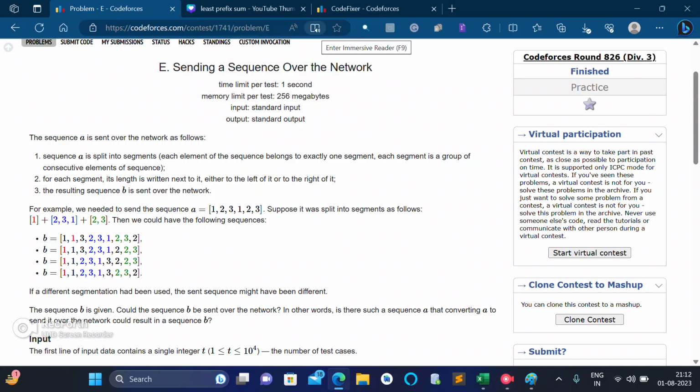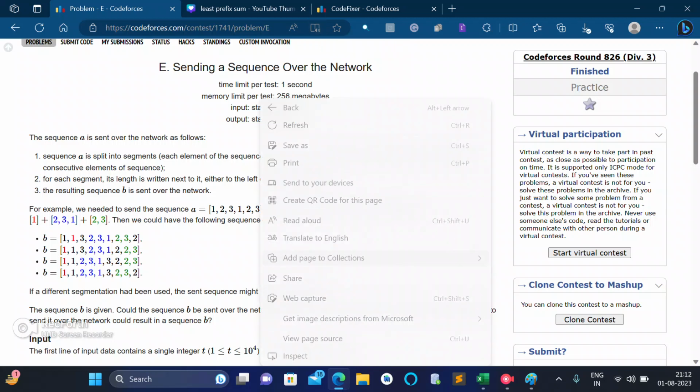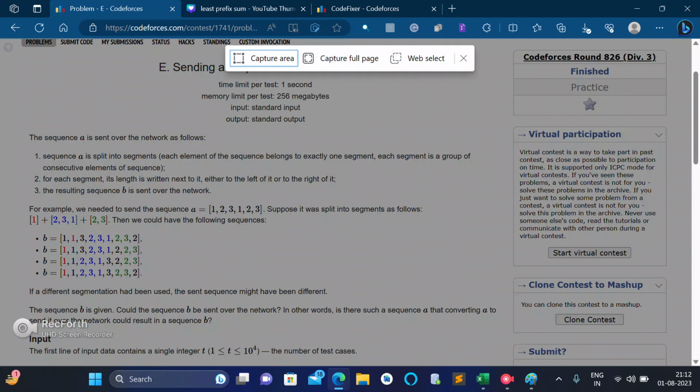Hello everyone, so today in this video we are going to discuss the question "Sending a Sequence Over the Network", which was asked in Codeforces Round 826 Div. 3. In this question we are given an array B and we have to tell whether we can segment this array B into an array A or not. So let's understand this question with the help of the example which is given here.